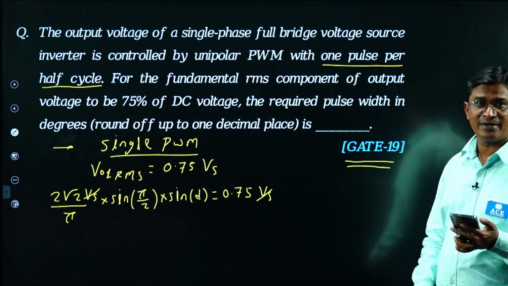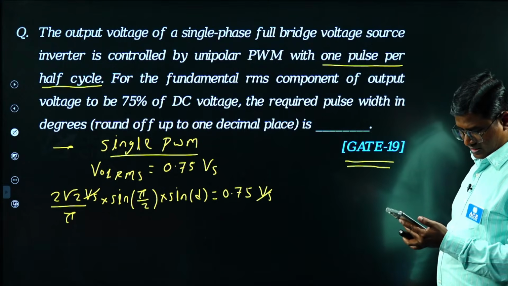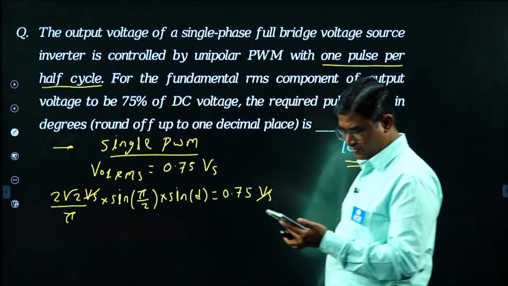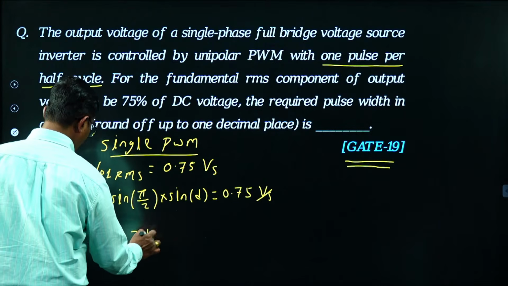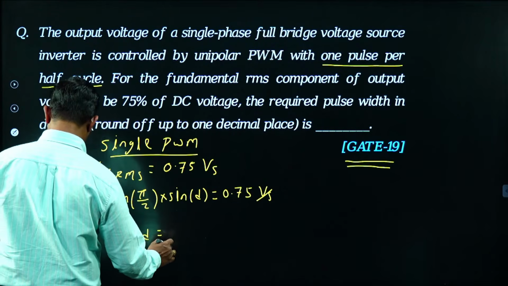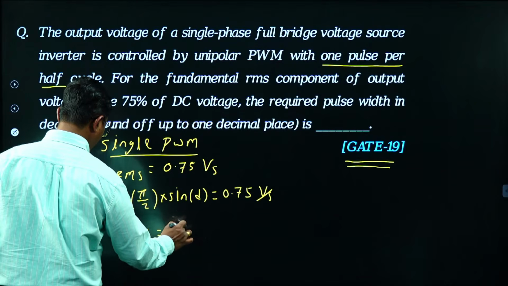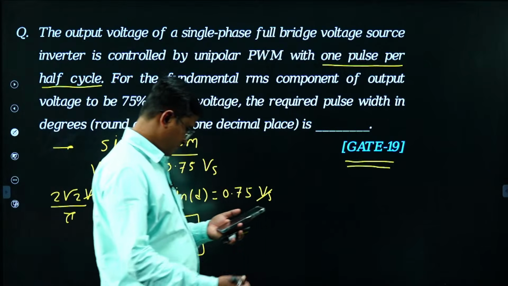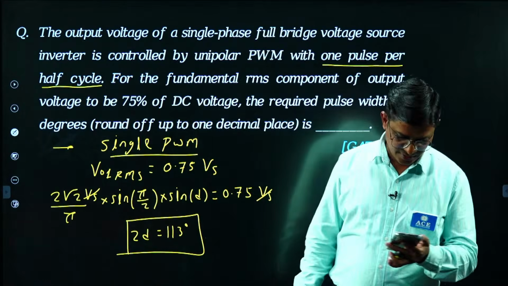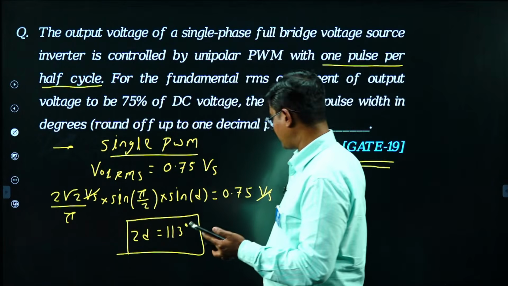Pulse width is 2d, right? Yes, approximately it is 113. So pulse width 2d is approximately 113 degree. Yes, a few students have submitted that. Yeah, d is 56.41, correct.